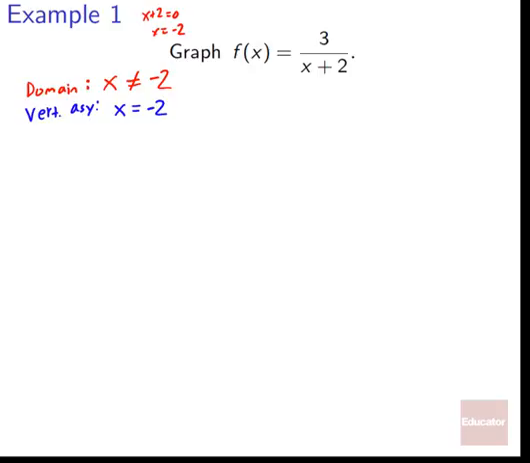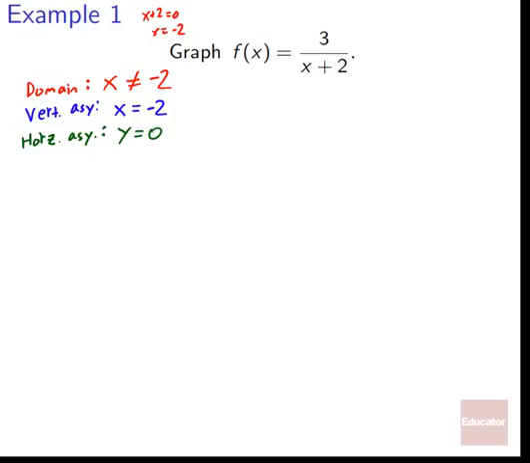And finally, a horizontal asymptote. What will this go to in the long run? So in the long run, the numerator's degree is 0 and our denominator's degree is 1. So the denominator will grow and eventually crush our numerator to effectively nothing. In the long run, our fraction goes to 0, so it has y equals 0 as its horizontal asymptote.